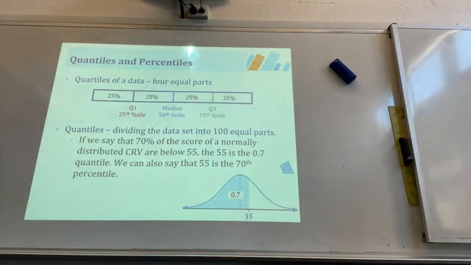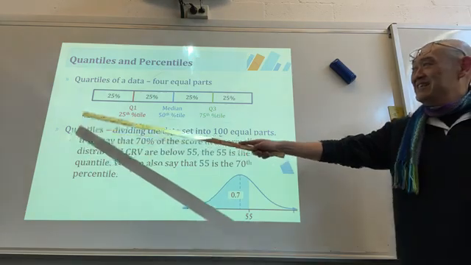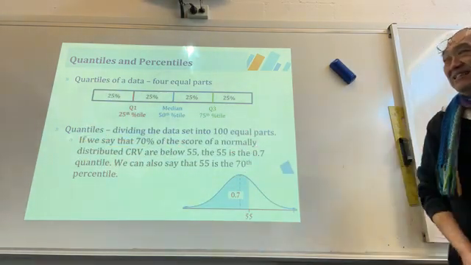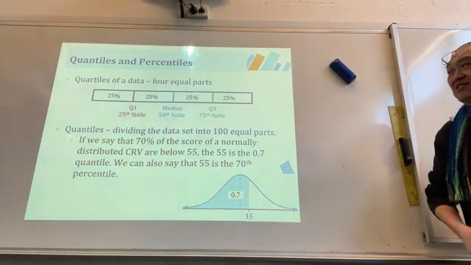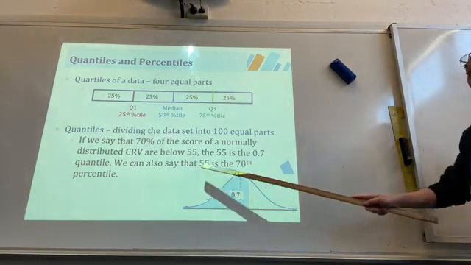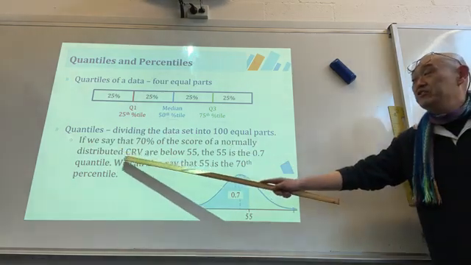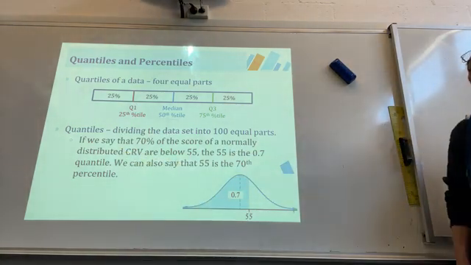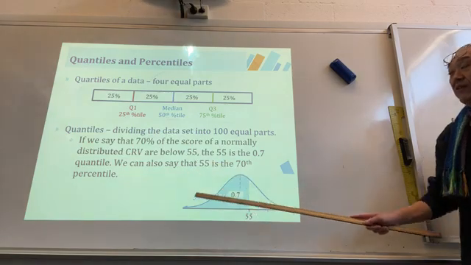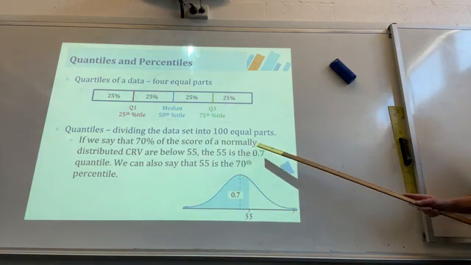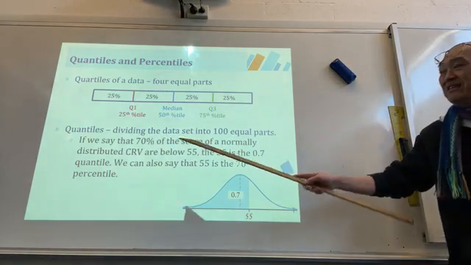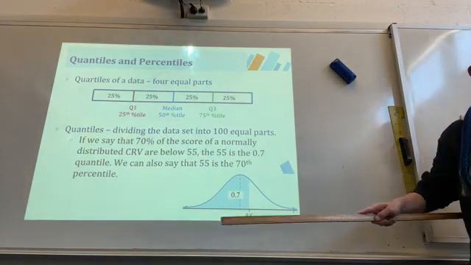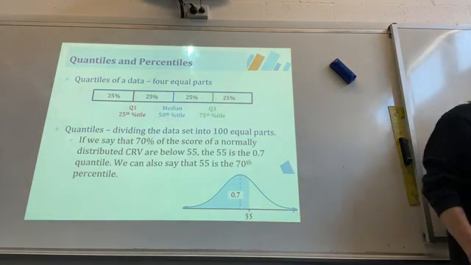So introducing a new word, quantiles. Quantiles is dividing the data into 100 equal parts. So if we say that 70% of the scores of a normally distributed continuous random variable are below 55, the 55 is the 0.7 quantile. So the quantile is just 0.7 and the percentile is the 70th percentile. That's the difference. All right?